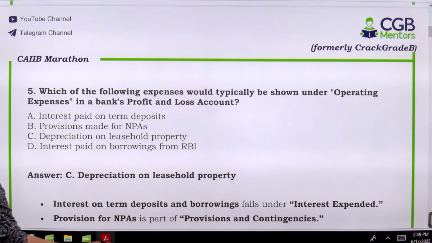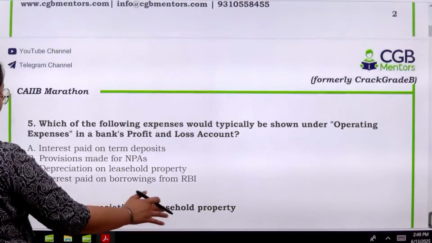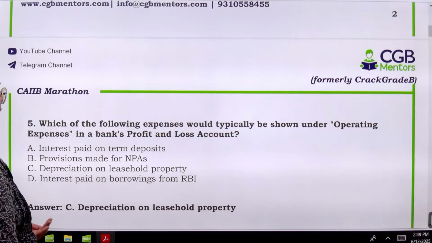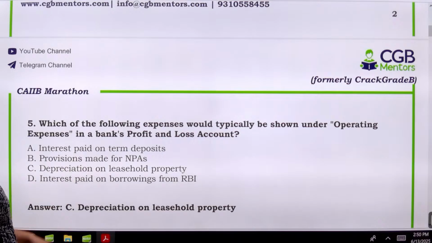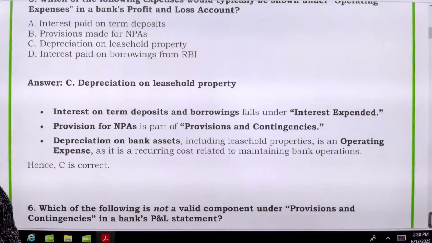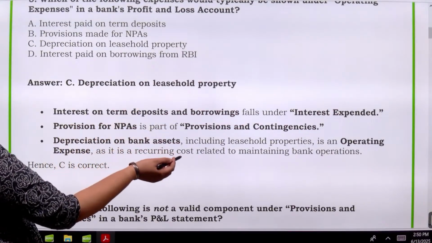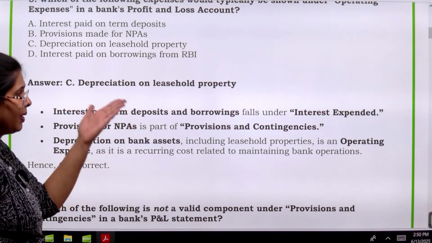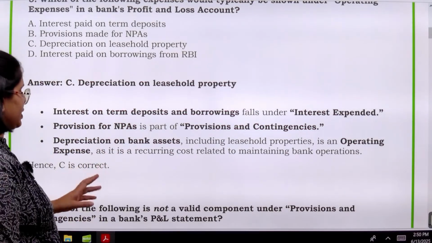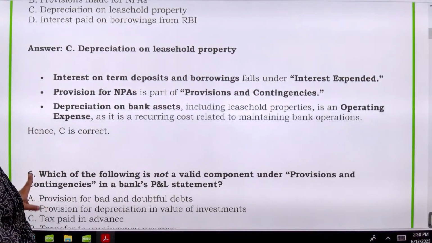Now, which of the following expenses would typically be shown under operating expenses in a bank's P&L account? Interest paid on term deposit, provisions made for NPAs, depreciation on leasehold property, interest paid on borrowings from RBI. See, interest expenses would fall under interest expended. Provision for NPAs would be part of provisions and contingencies. Depreciation on bank's assets would be under the head of operating expenses, and that is why option C is the correct option.